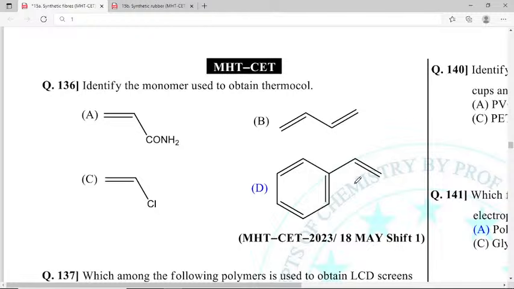Before the exercise, identify the monomer used to obtain thermocol. Thermocol contains styrene. So this is your answer, styrene. Styrene is the monomer used to obtain thermocol, and thermocol is called polystyrene.